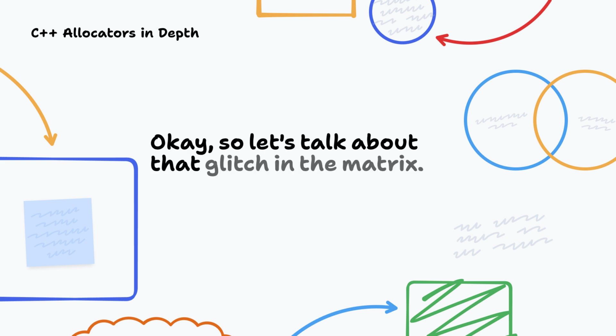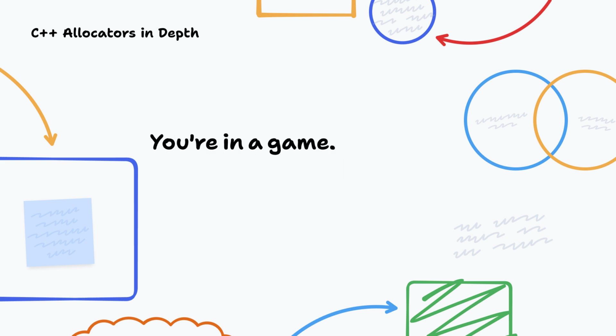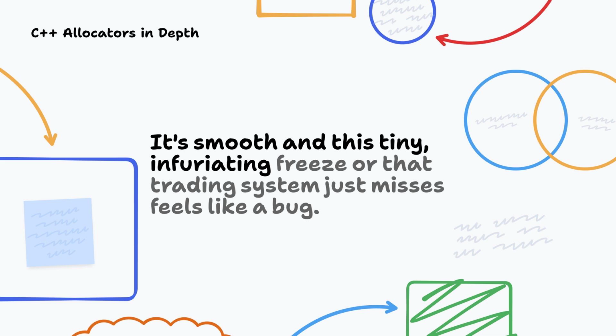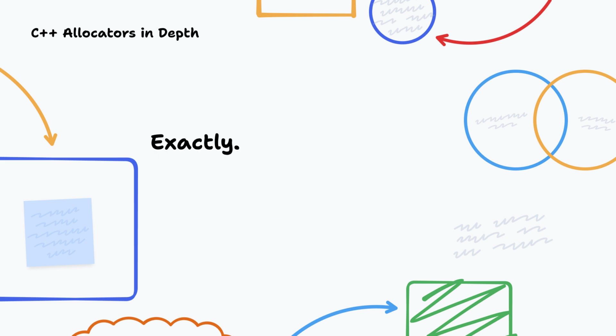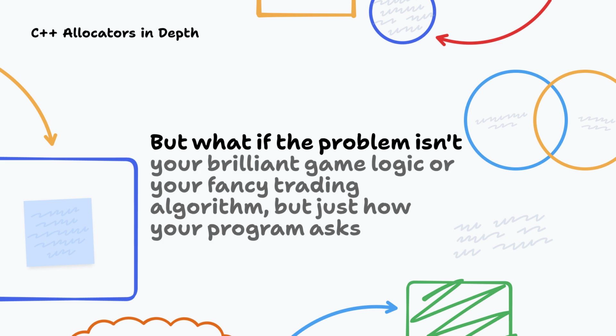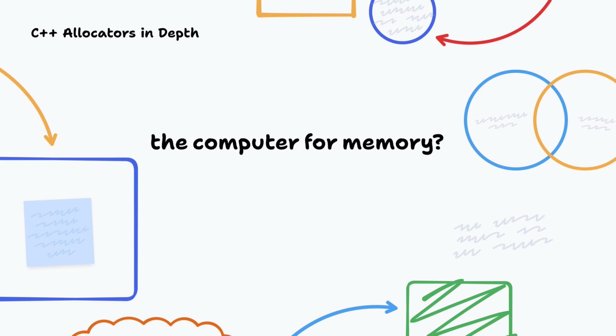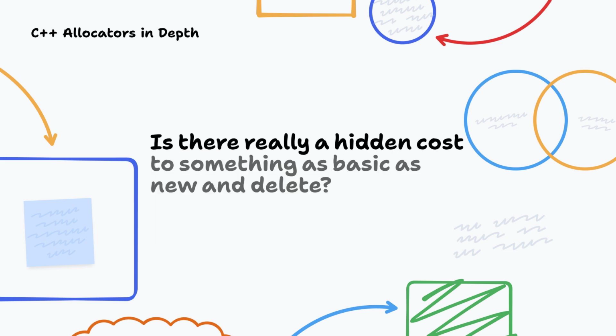Okay, so let's talk about that glitch in the matrix. You're in a game, it's smooth, and then this tiny, infuriating freeze. Or that trading system just misses, feels like a bug, right? Totally. Your first instinct is always, what did I break in the logic? Exactly. But what if the problem isn't your brilliant game logic or your fancy trading algorithm, but just how your program asks the computer for memory? Is there really a hidden cost to something as basic as new and delete?